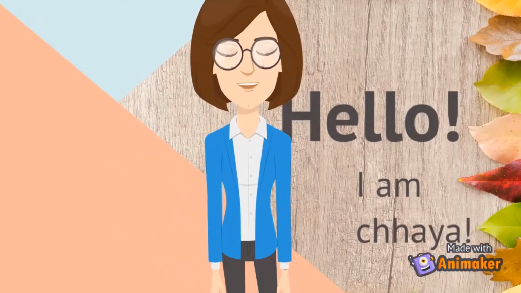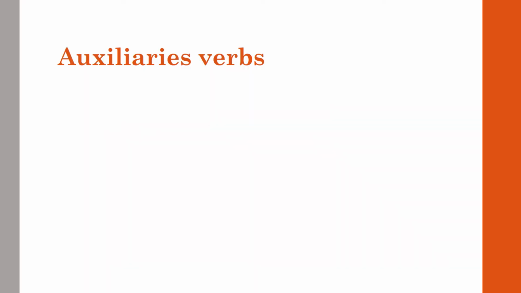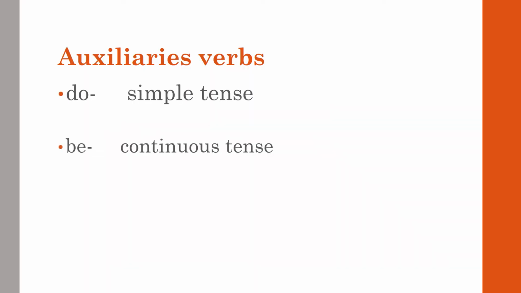Today we are going to learn auxiliary verbs. Do, be and have. These are auxiliary verbs. We use do for simple tenses, we use be in continuous tenses, and have in perfect tenses.